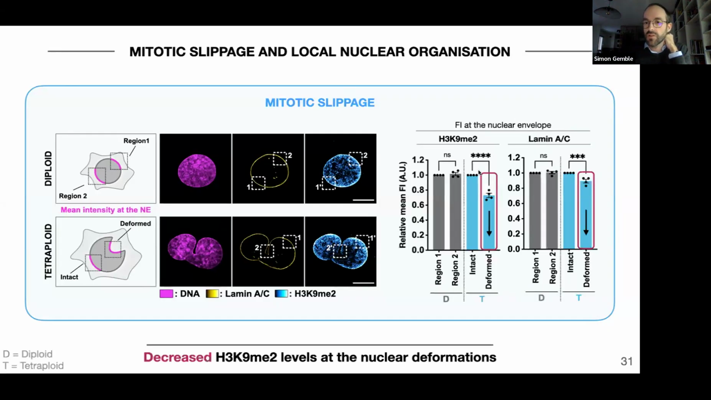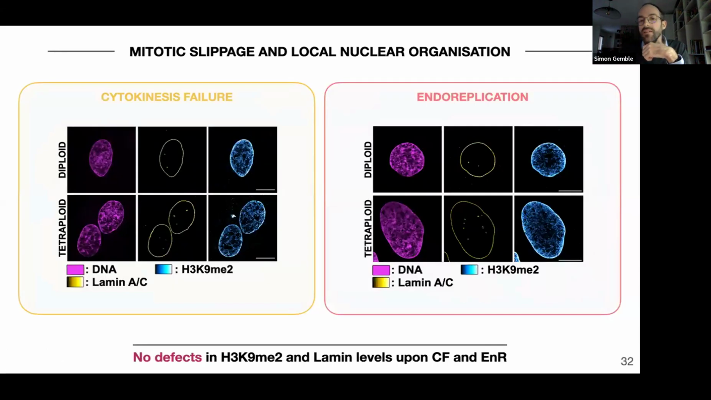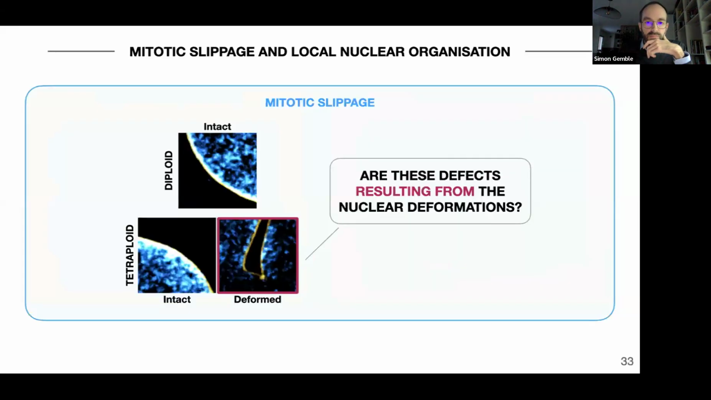And you have the quantification over here showing that locally at the deformed area, there is less lamin C and H3K9 dimethylated. And again, this is specific to mitotic slippage. When we induce whole genome duplication by cytokinesis failure or endoreplication, we did not observe any of these defects.